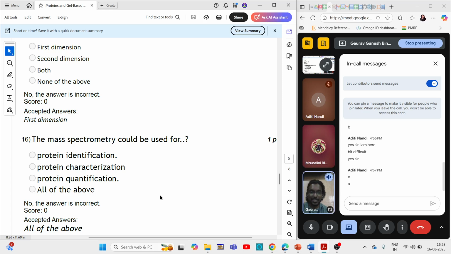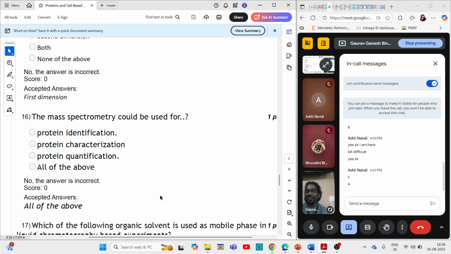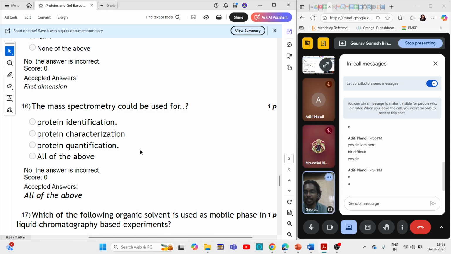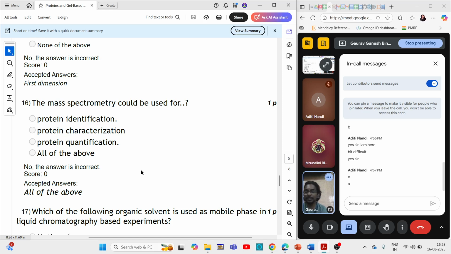Yeah, it is all of the above. So identification for sure, but you can characterize it as well. That's why you can characterize as well and quantify if you have a standard. If you have the standard, then it will be quantifiable as well.